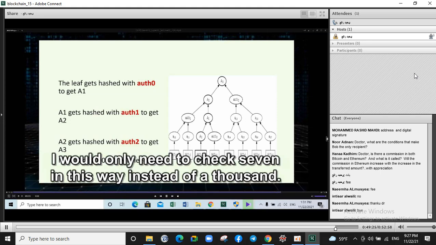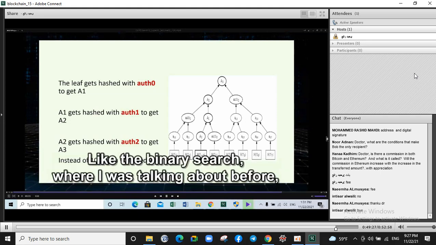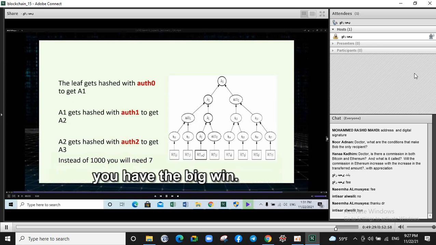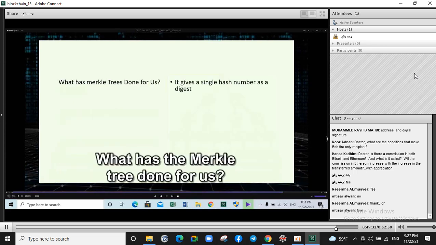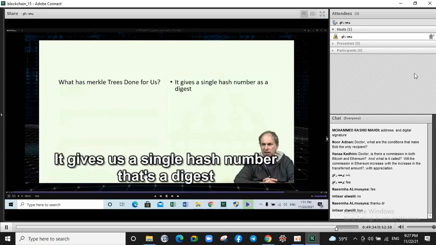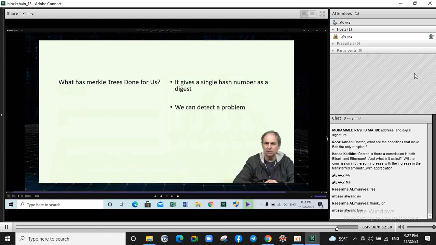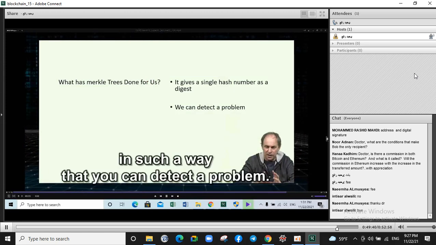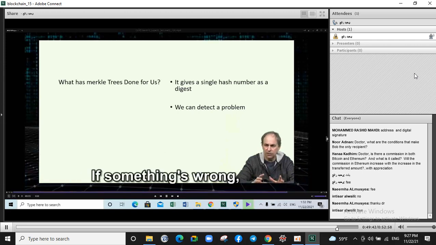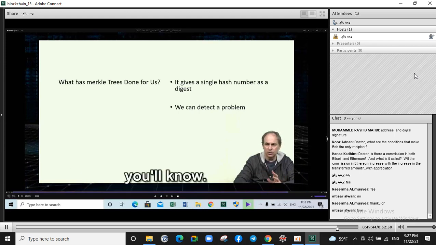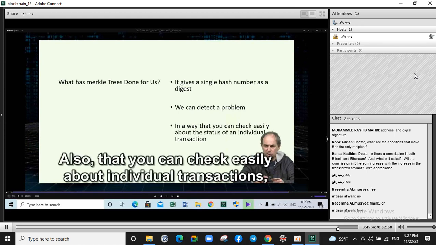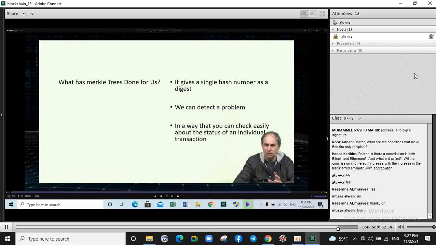Okay. So what has the Merkle tree done for us? It gives us a single hash number that's a digest for all the transactions, in such a way that you can detect a problem. If something's wrong, you'll know. And also that you can check easily about individual transactions, which is the point of the tree. So therefore, you can know where the tampering has been.